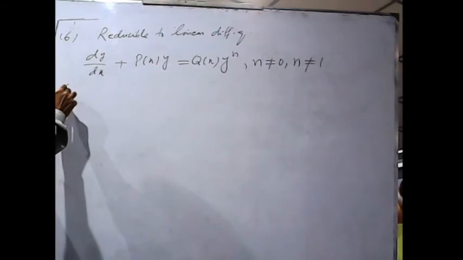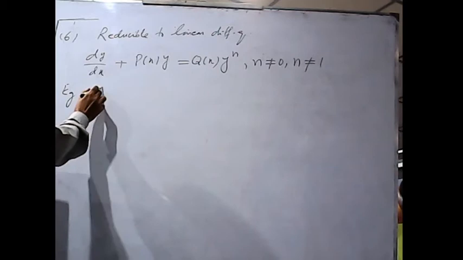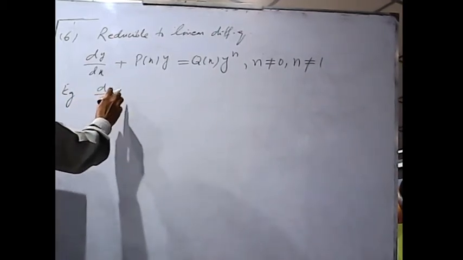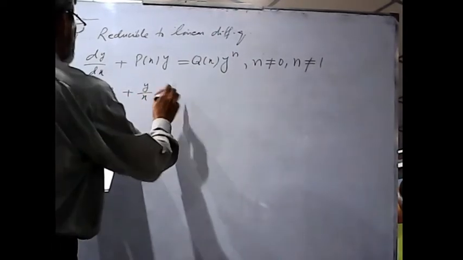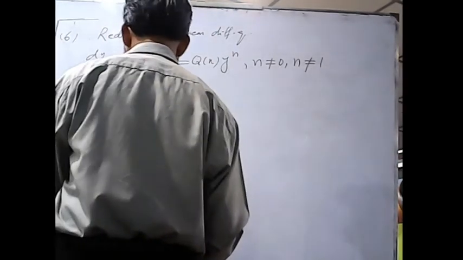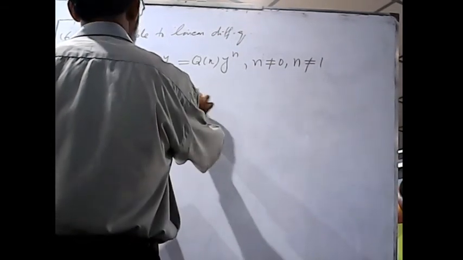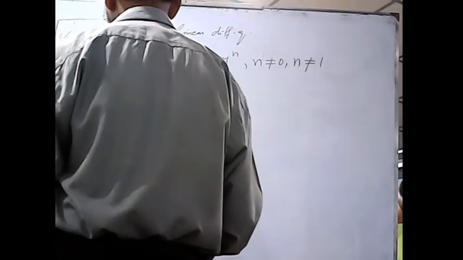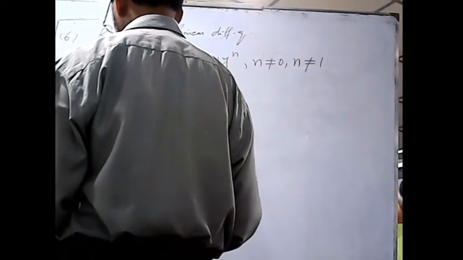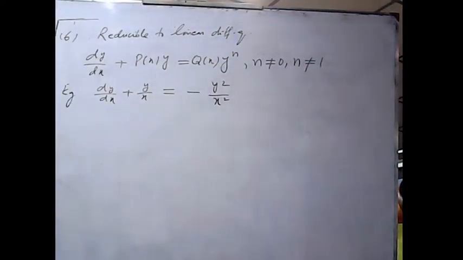Now consider the example dy by dx plus y upon x is equal to minus y square upon x square. The equation is already in standard form.